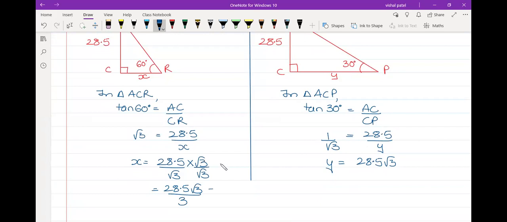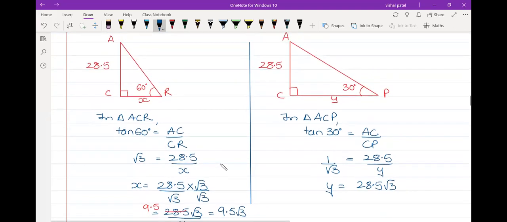Understood, students? So this is how much? 9.5. So 9.5 root 3. So this you will understand, whether you want to rationalize or first you want to add, subtract, and then rationalize. That you will come to know only when you find both the values side by side. So I got the value of X, I got the value of Y.